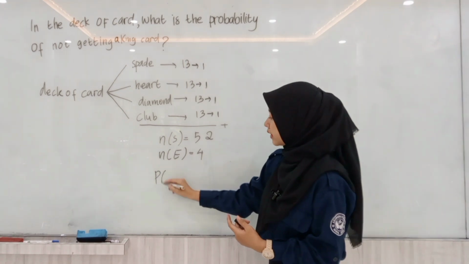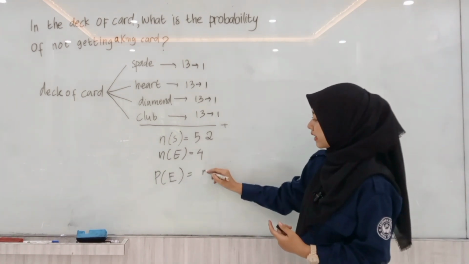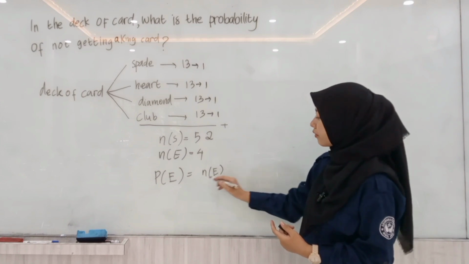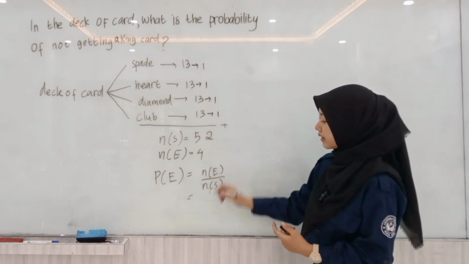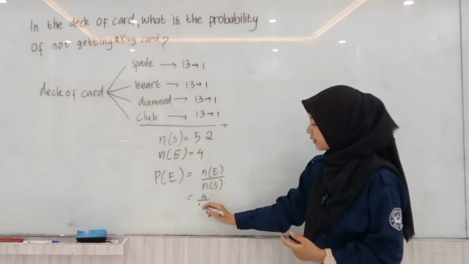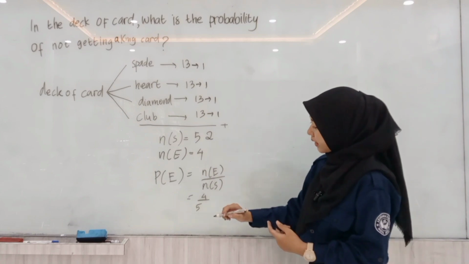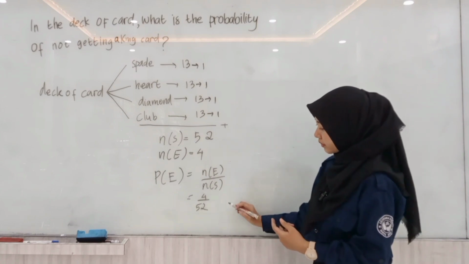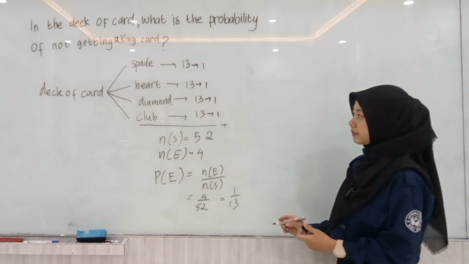So the probability of that event is NE over NS. NE is 4 and also NS is 52, or I can write here 1 over 13.